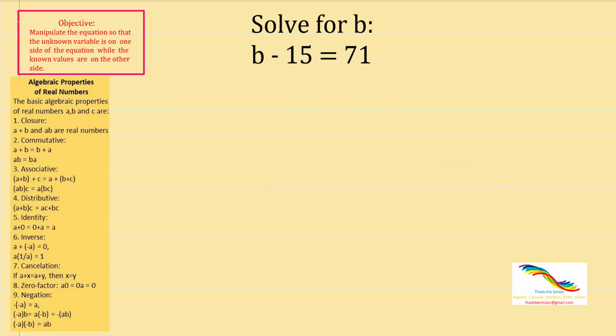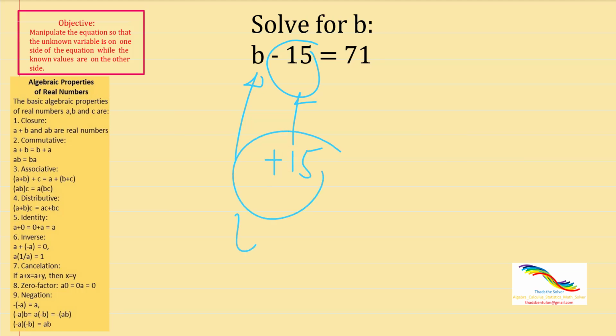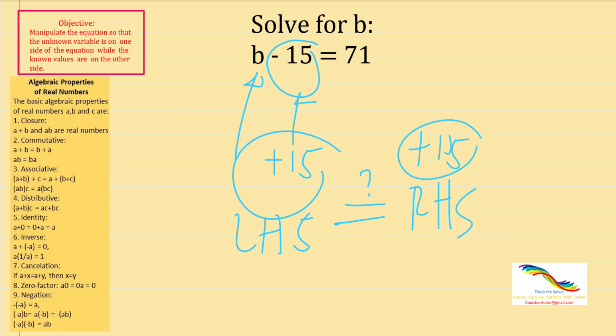By inspecting the equation, in order to isolate b, we need to remove the negative 15 from the left hand side of the equation, and the way to remove that is to add 15 to the left hand side. In order to maintain the balance, we must also add 15 to the right hand side of the equation. That is our strategy. Then we will be able to isolate the b on the left hand side.